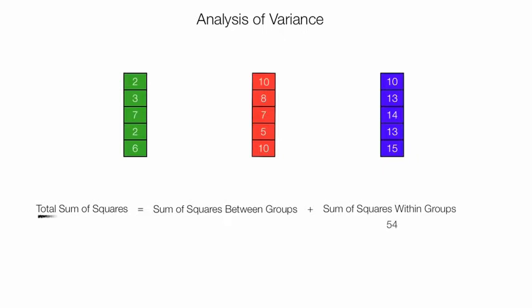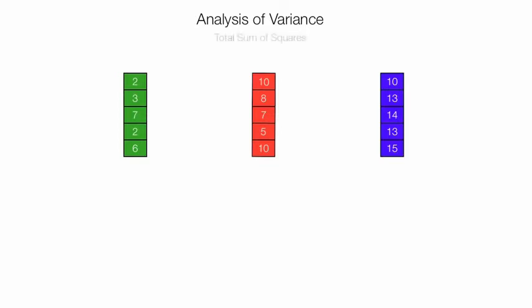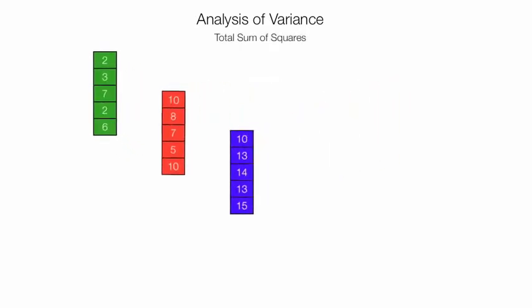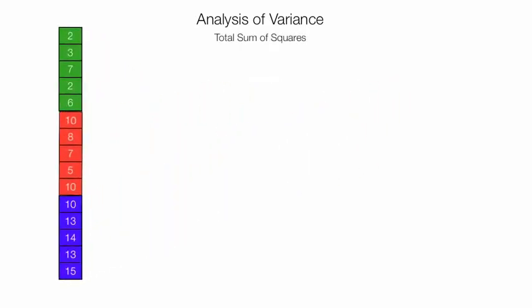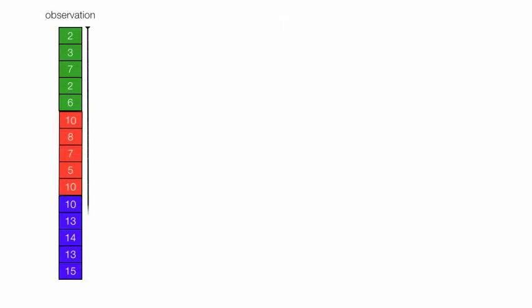And now I'm going to calculate total sum of squares. So I take all three samples, the green, red, and blue samples, and I treat it as one sample. And I also calculate the variance from the mean and calculate its total sum of squares. I take all these observations, and what I do is I calculate the mean for all of them, and it turns out to be 8.3.